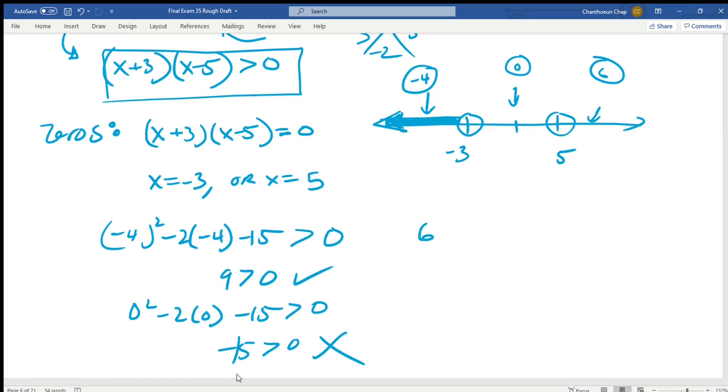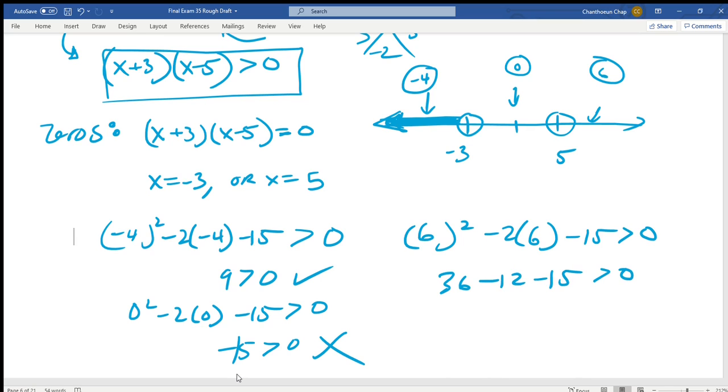Now we'll plug in a 6 into the original equation and see if this is true. We have 36 minus 12 minus 15. Is that greater than 0? It's a 9. 9 is definitely greater than 0, so this is true. We shade to the right.